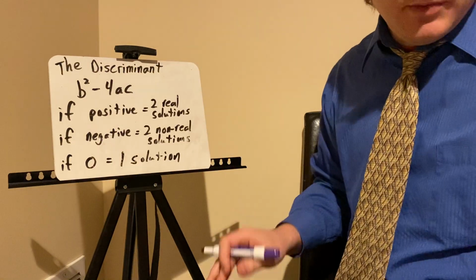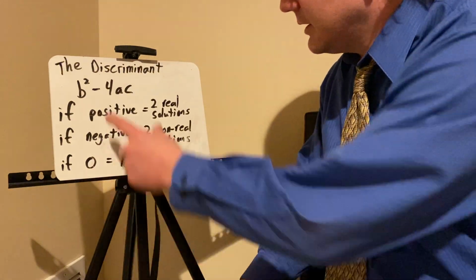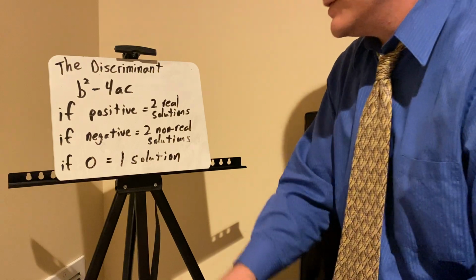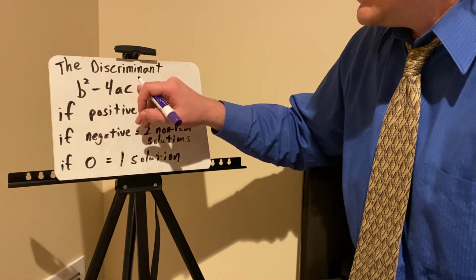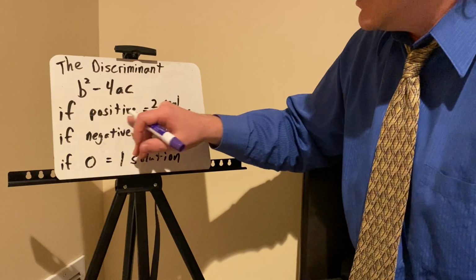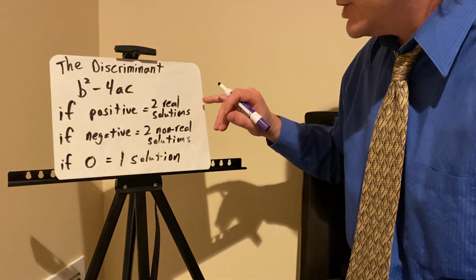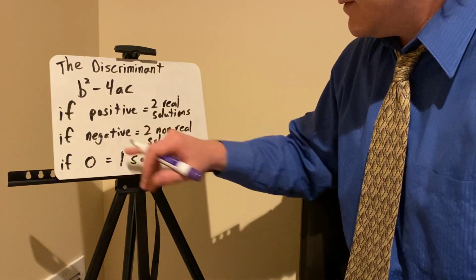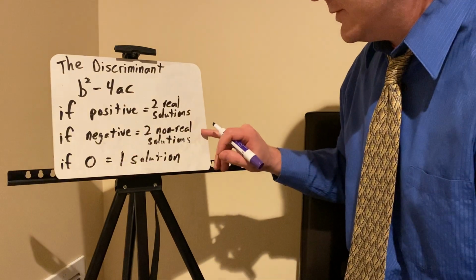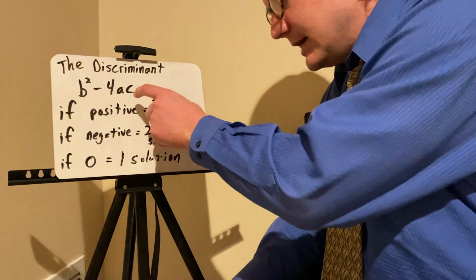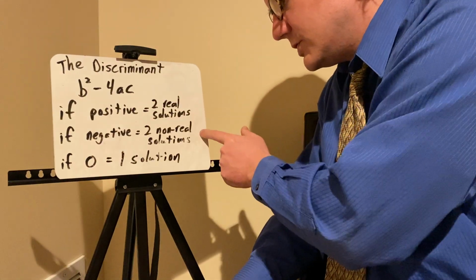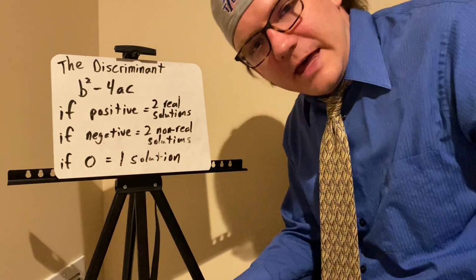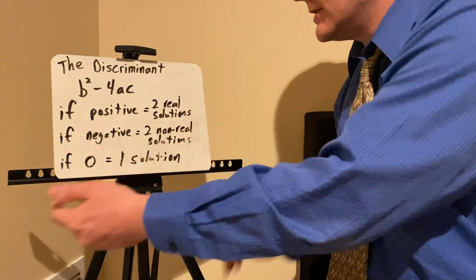The discriminant is important because if we just calculate the discriminant, we can answer some questions, like are there any solutions? If b squared minus 4ac is positive, you have 2 real solutions. If b squared minus 4ac is negative, you have 2 non-real solutions. We just saw a positive and a negative example. We did not show an example where the discriminant is 0. If that is the case, you just end up with 1 solution.